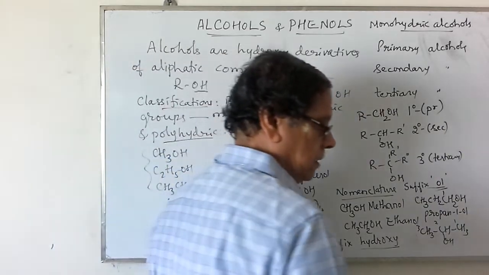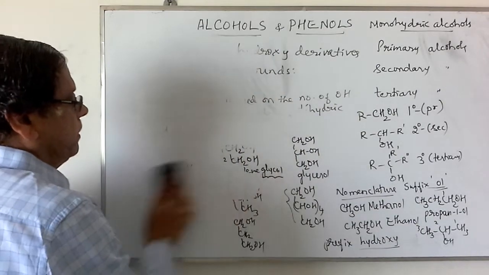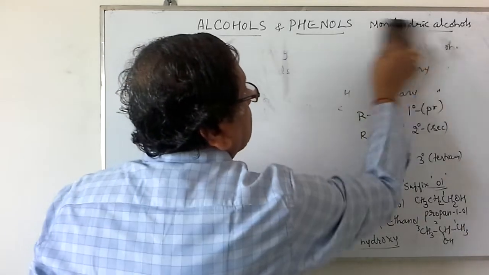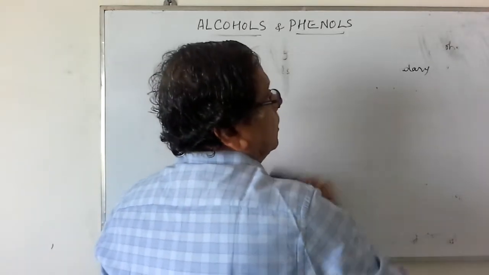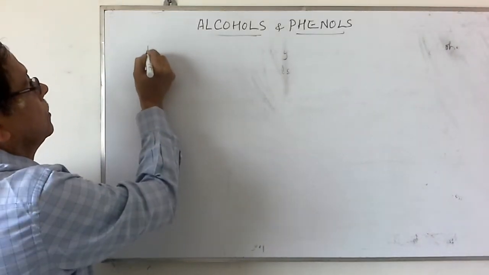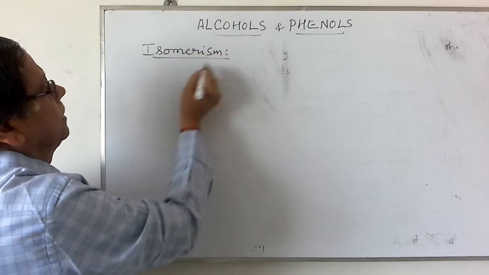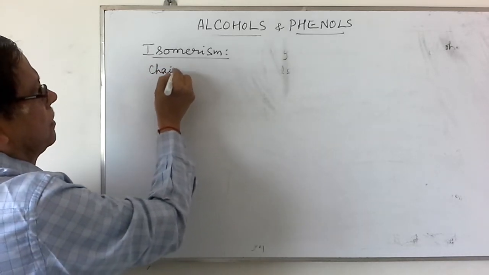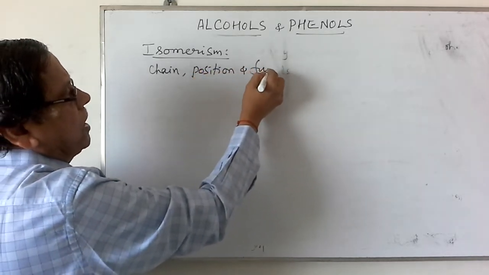Now let us consider one more topic, that is isomerism exhibited by the alcohols. As we know, there are three types of structural isomerism. So alcohols exhibit the chain, position and functional isomerism.